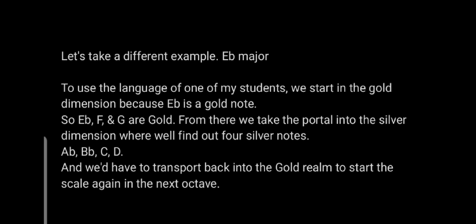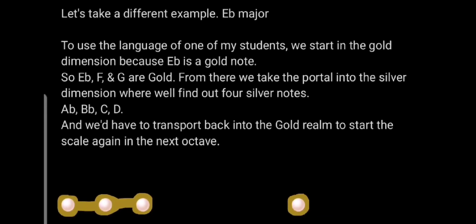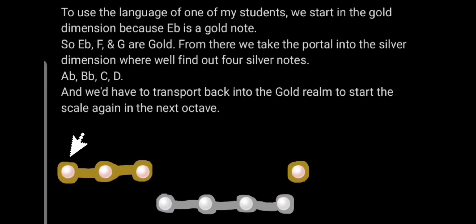E flat major. To use the language of one of my students, we start in the gold dimension because E flat is a gold note. E flat, F, and G are gold. From there, we take the portal into the silver dimension where we'll find our 4 silver notes: A flat, B flat, C, D, and we'd have to transport back into the gold realm to start the scale again in the next octave.